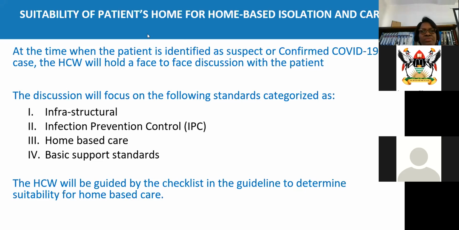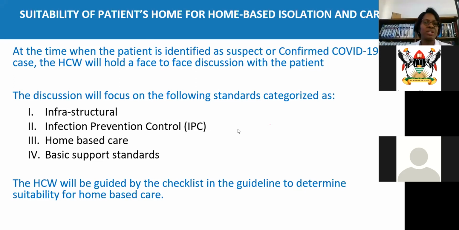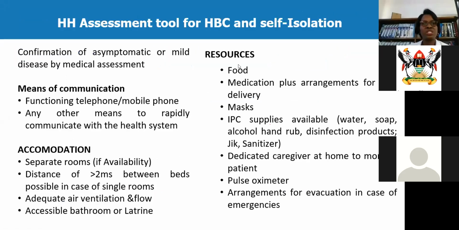At the time the patient has been confirmed to have COVID-19, the health worker needs to have this discussion with the patient about their home, the infrastructure arrangement in their home. For example, how many people share a bathroom? Are there old people in the home or very young children who are going to share this bathroom and the bedroom? All these things are important for infection prevention and control in the household. And basic support standards in the household are important to discuss with the patient. This is part of the tool for assessment of the patient.